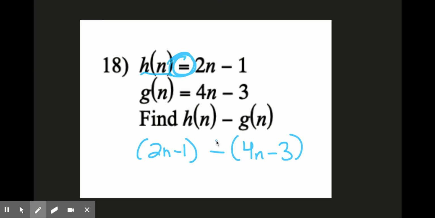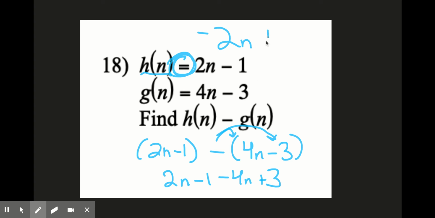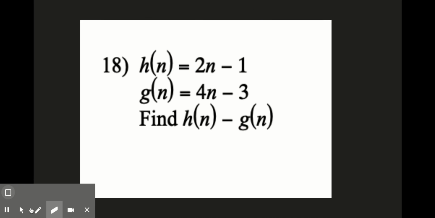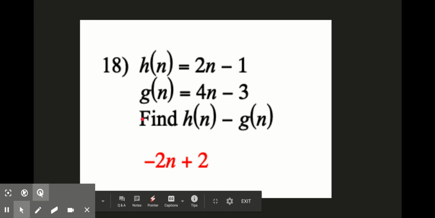So let's distribute the negative. 2n minus 1 minus 4n plus 3. Don't forget to distribute it this way. So 2n minus 4n, I get negative 2n. Negative 1 plus 3 is plus 2. Okay, so that's a new function that I created by subtracting those functions. Great.